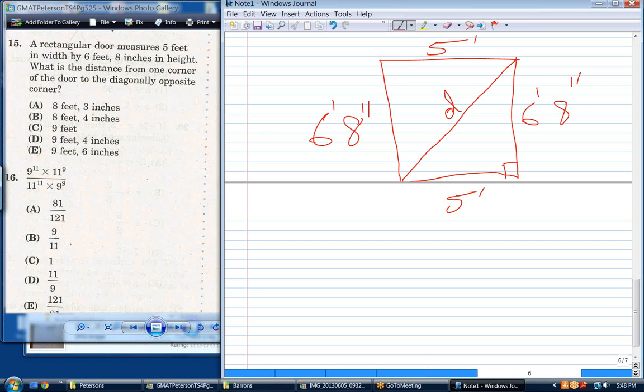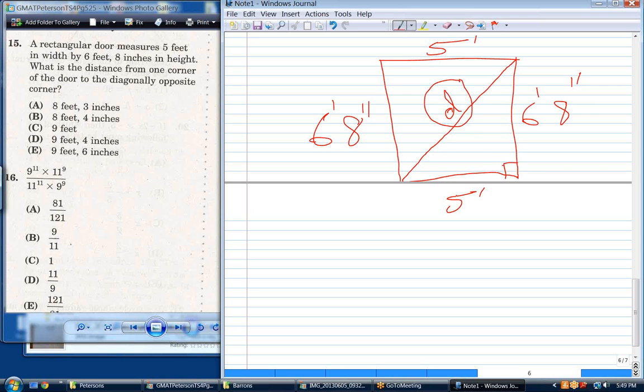Can you say 6.8? No, because there are 12 inches in a foot. So you could say 6.666, but that's a repeating decimal, which is liable to make it more difficult. Not impossible, but more difficult. A squared plus B squared is equal to C squared. So what's a better solution than converting this into feet?